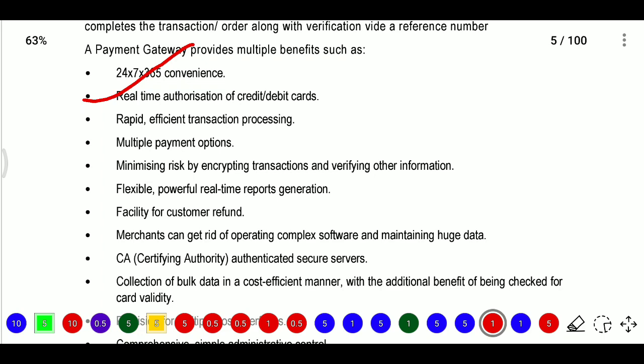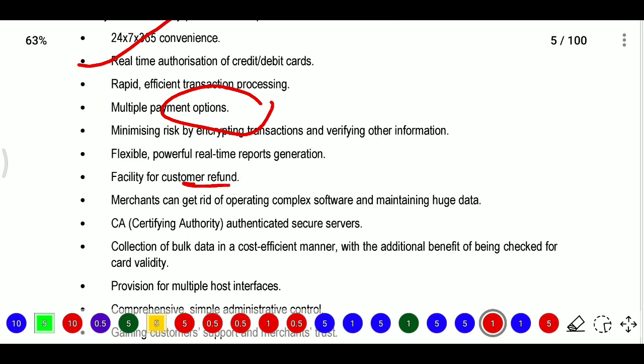If there is an authorization failure or any problem, they will refund the amount. Next, merchants can get rid of operating complex software and maintaining huge data, so they do not need to maintain all the data. Then, certifying authority authenticated secure servers: they will have digital signature services. The certifying authority authenticates these servers, and bulk data is collected in a cost-efficient manner with the additional benefit of being checked for card validity.